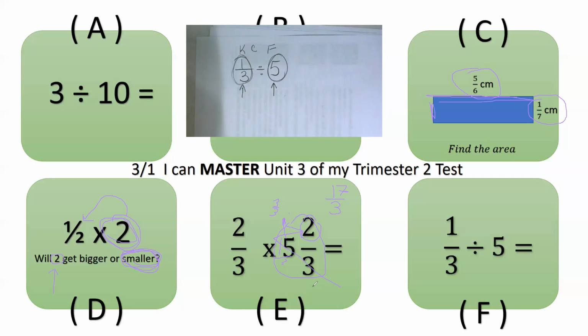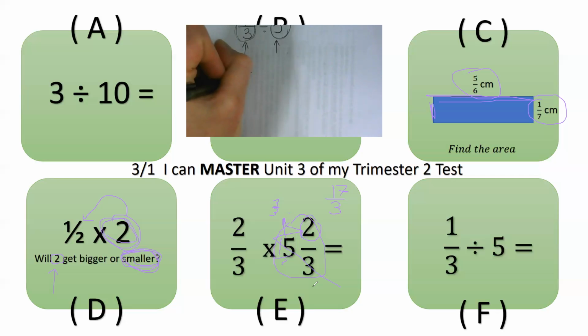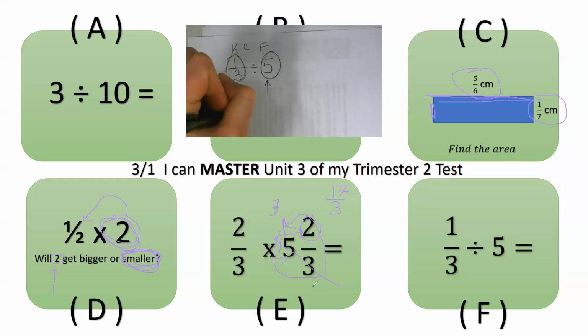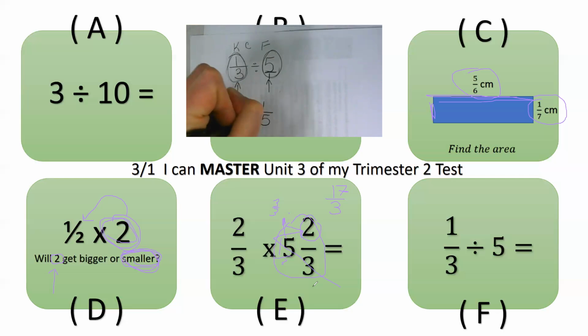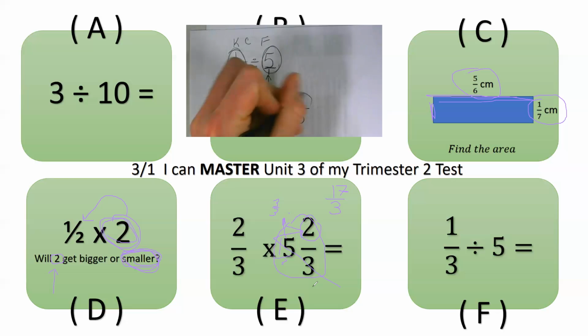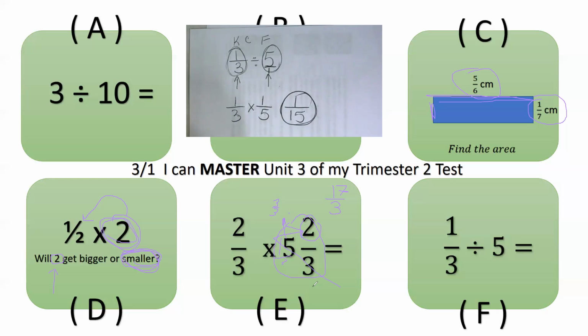Whenever you're dividing with fractions, we want to keep, change, flip. So you keep a third the same. You change the sign from division to multiplication, and then you flip the 5. This is called its reciprocal. Well, 5 is a whole number, which is the same thing as 5 over 1. And when you flip it, the reciprocal of 5 is 1/5. 1 times 1 is 1. 5 times 3 is 15. So that answer is 1/15.